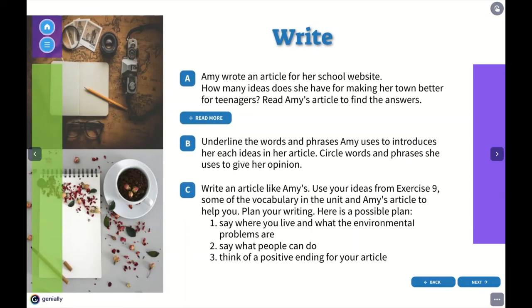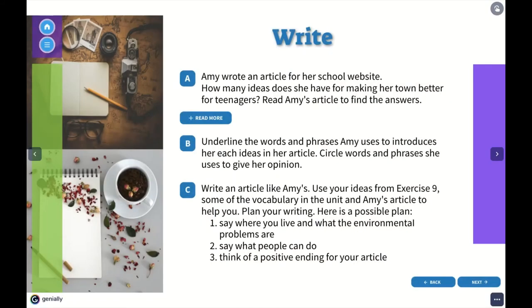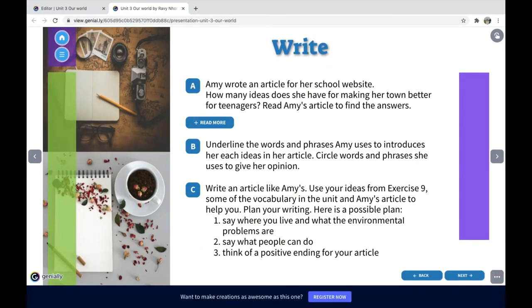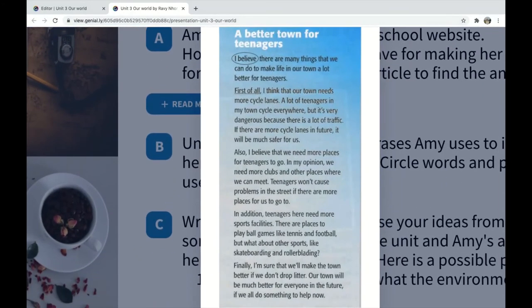Amy wrote an article for her school website. Let's read the article and answer: how many ideas does she have for making her town better for teenagers? Okay, so this is the web article that she has. A better town for teenagers.